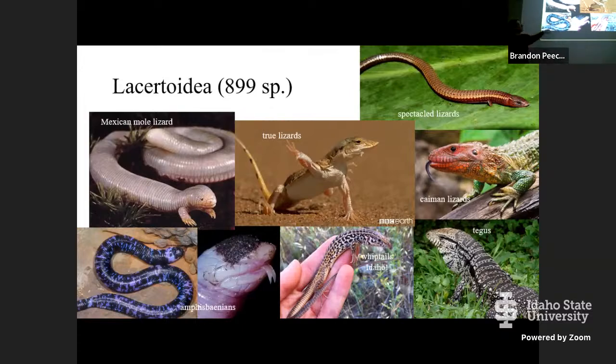So these are very weird, very fun. The Mexican mole lizard is one of those that most people find truly unsettling and unpleasant, but it's a burrowing underground animal, so it's lost a lot of its coloration, as that pink is showing.